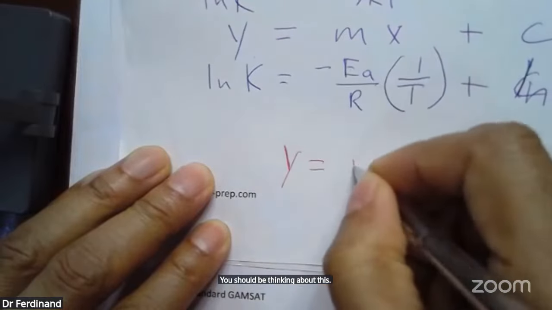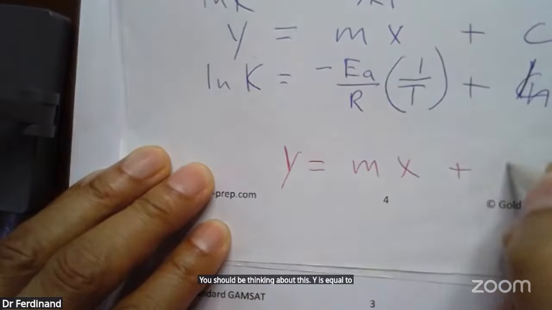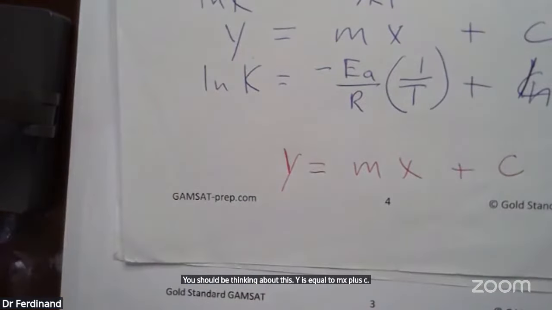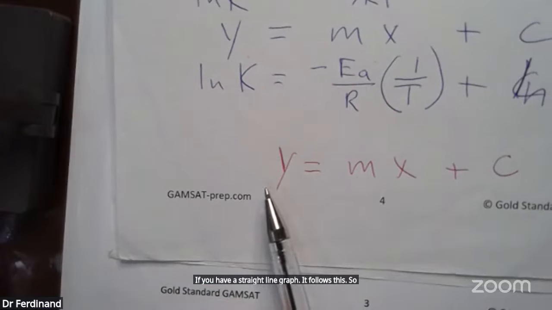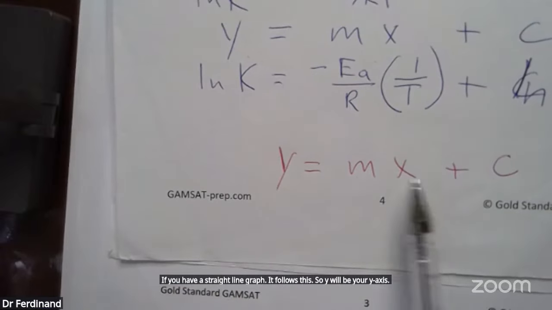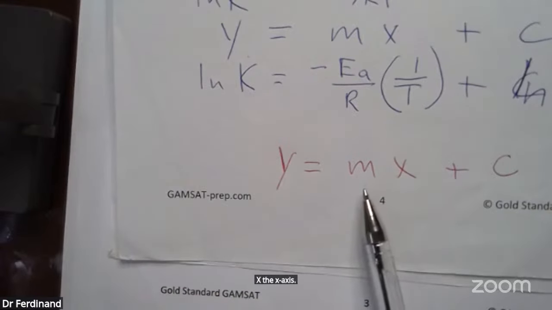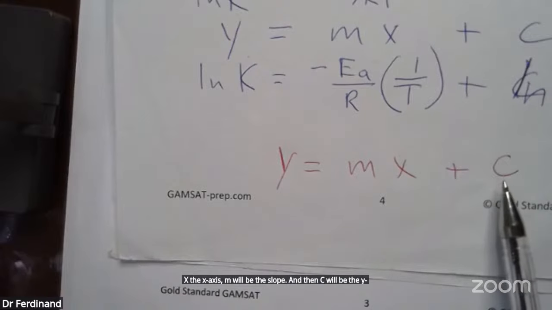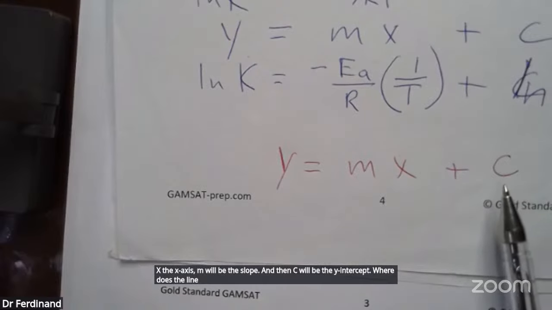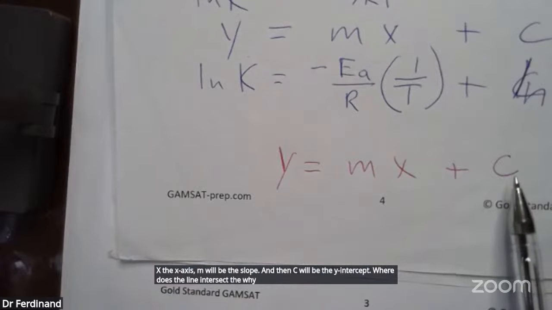y = mx + c. If you have a straight line graph, it follows this. So y will be your y-axis, x the x-axis, m will be the slope, and then c will be the y-intercept. Where does the line intersect the y-axis?